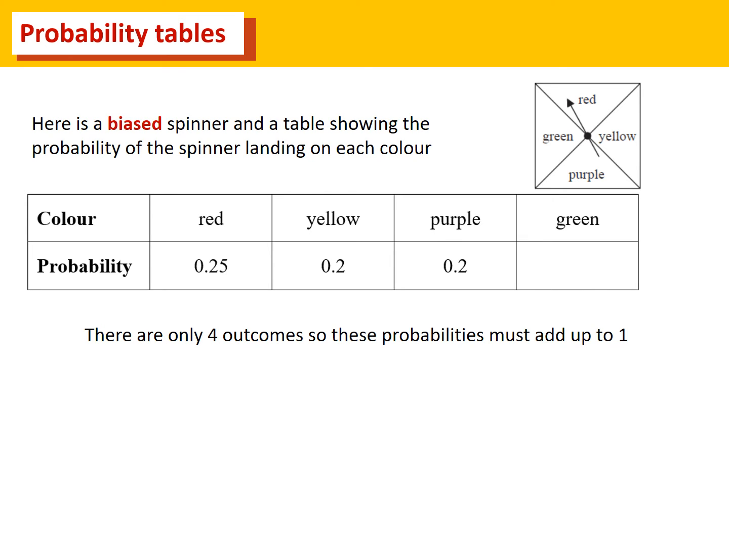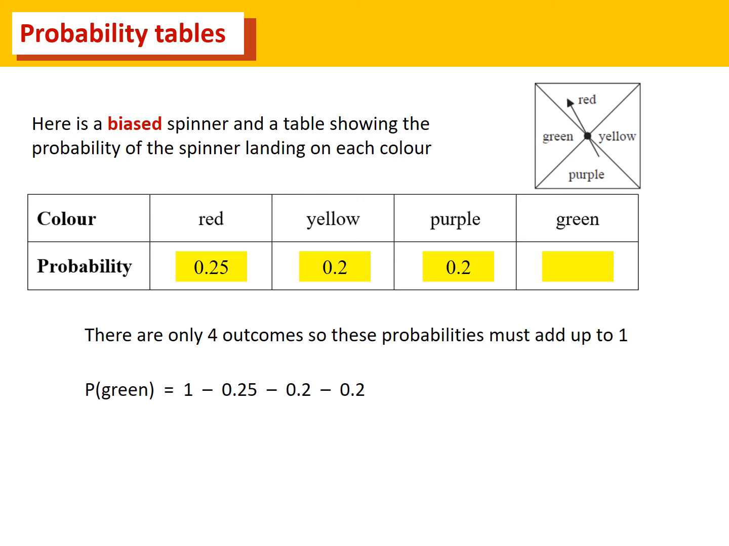And there are only 4 outcomes, so these probabilities must add up to 1. Therefore, the probability of green can be found from subtracting the other 3 probabilities from 1. And when we carry out that subtraction, we find that the probability of landing on green is 0.35.